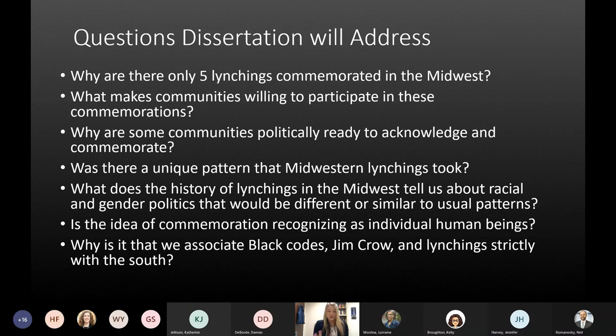Oxford, Ohio, with the cases of the two lynchings. In Miami of Ohio University, there's the presence of this liberal arts school. So these are just some ideas that I'm starting to think about.